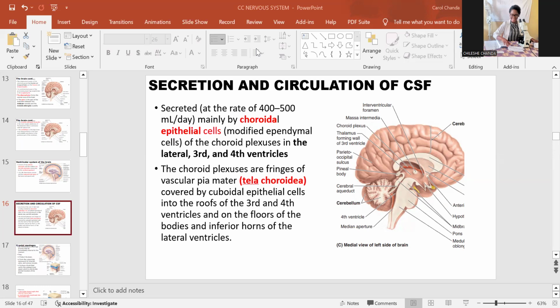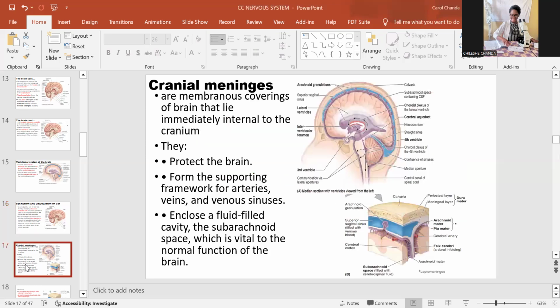So we are saying that the choroid plexuses are fringes of vascular pia mater. We are going to look at these meninges very soon. The vascular pia mater is said to be the tela choroidea. Now, this tela choroidea is covered by cuboidal epithelial cells into the roofs of the third and fourth ventricles and on the floors of the bodies and inferior horns of the lateral ventricles. So you're going to find the choroid plexus there. That is where cerebrospinal fluid is produced.